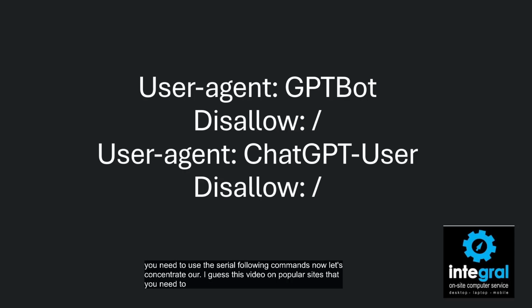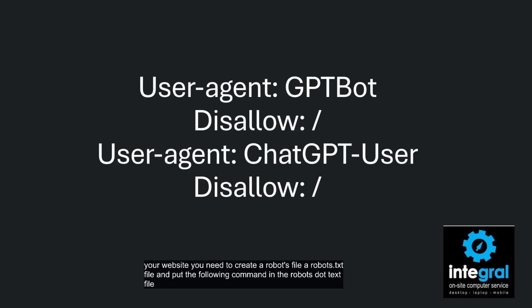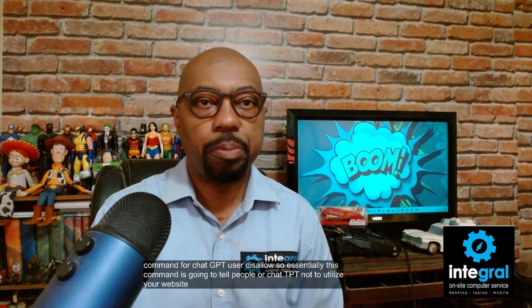Now let's concentrate this video on popular sites that you need to put commands in. Again, Google and ChatGPT scour the web for information. So if you don't want ChatGPT to scan your website, you need to create a robots file, or robots.txt file, and put the following command in the robots.txt file. User-agent: GPTBot, Disallow. Basically, this is another command for ChatGPT-User disallow. So essentially this command is going to tell ChatGPT not to utilize your website when scraping data.